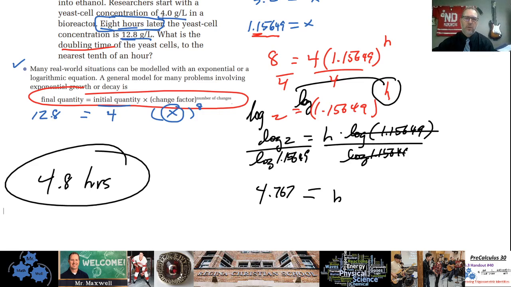So it took 8 hours from 4 to grow to 12. It takes 4.8 hours for 4 to grow to 8. That makes sense, doesn't it?